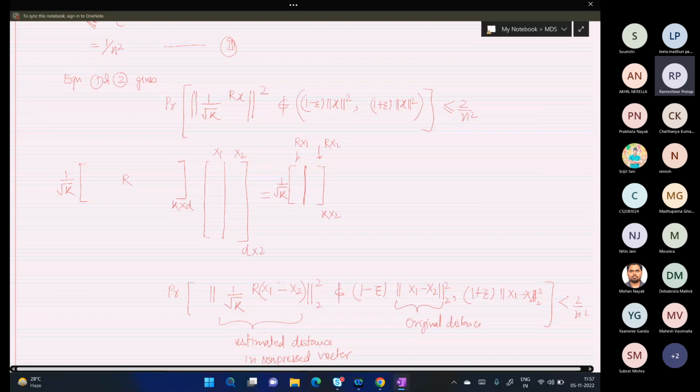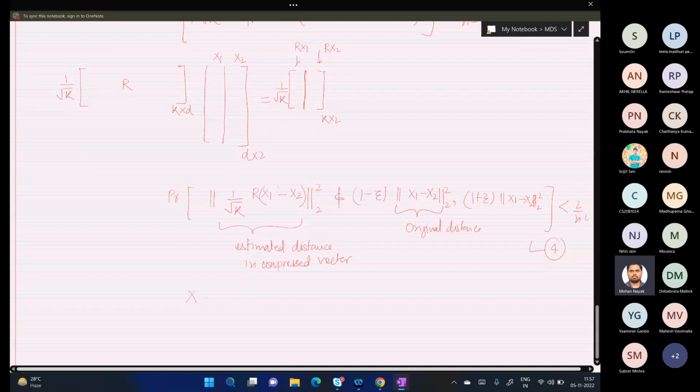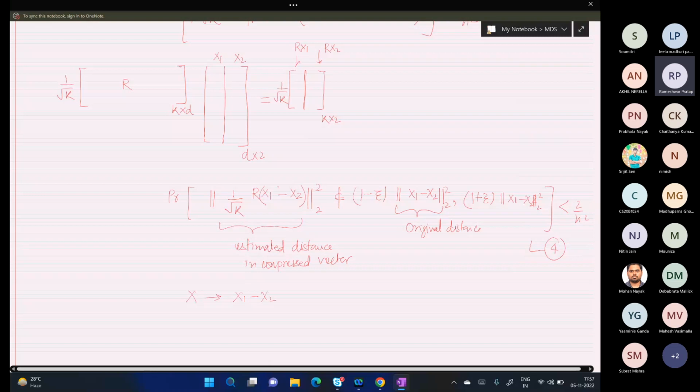Basically, this is equation 3, and suppose this is equation 4. We can get equation 4 easily from equation 3. All we need to do is replace x with x1 minus x2, and the same proof will go through, right? And this is the estimated distance. So this part is the estimated distance, right?